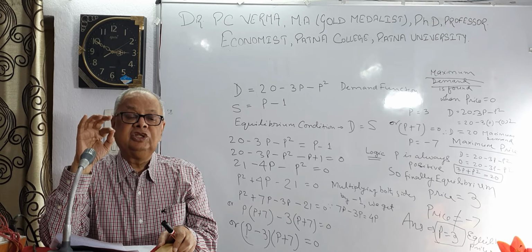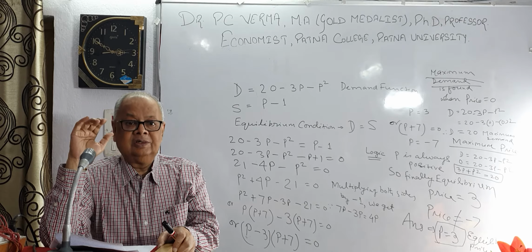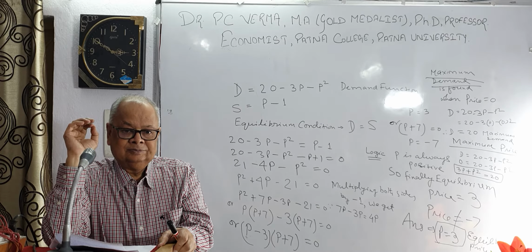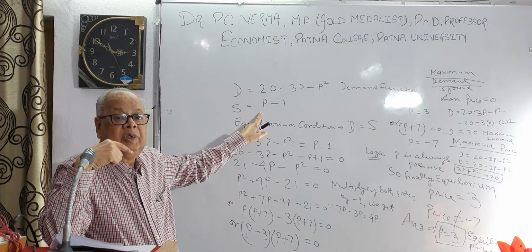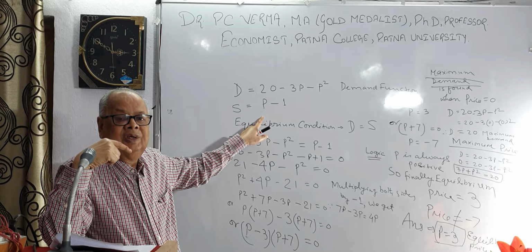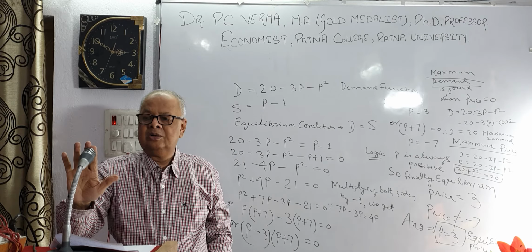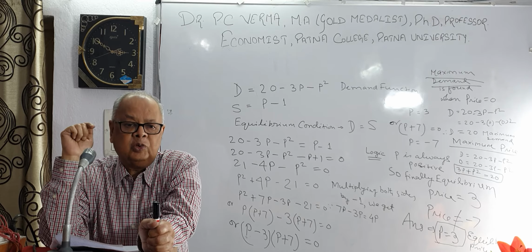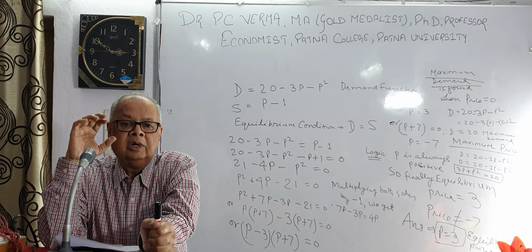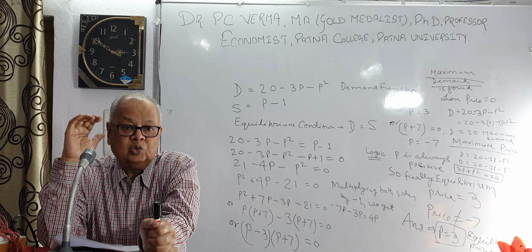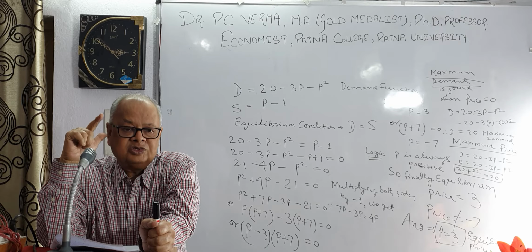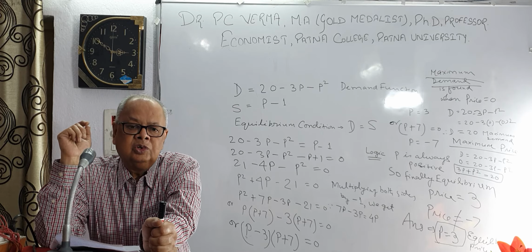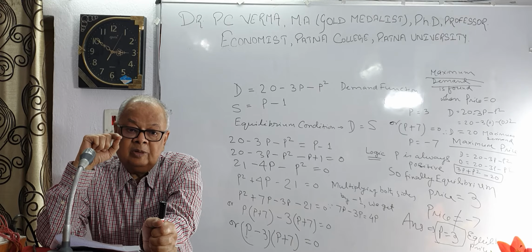Because you have put 3, that is the equilibrium price. Then the last question from this: what is the equilibrium supply? Putting the equilibrium price in the supply equation, we can find out the equilibrium supply. Our supply equation is S is equal to P minus 1. So in place of P we will put 3. 3 minus 1 is equal to 2. Then the equilibrium supply is equal to 2.